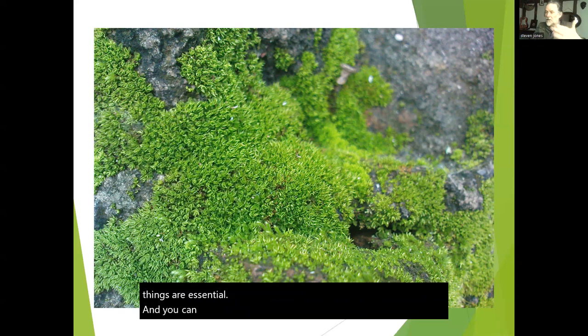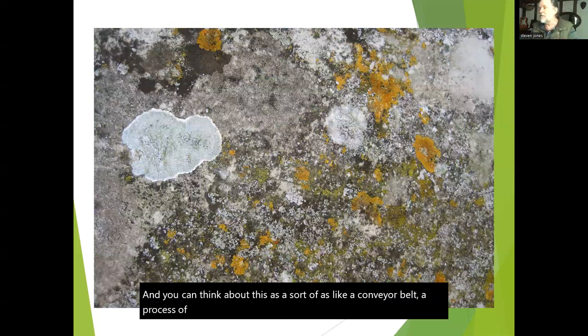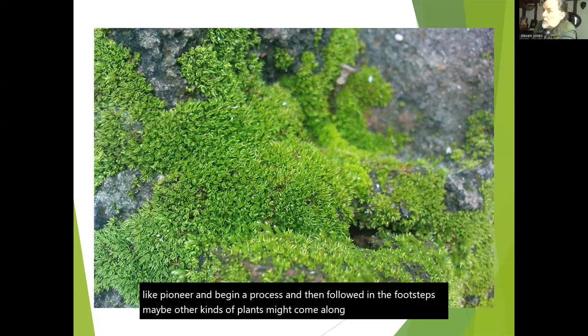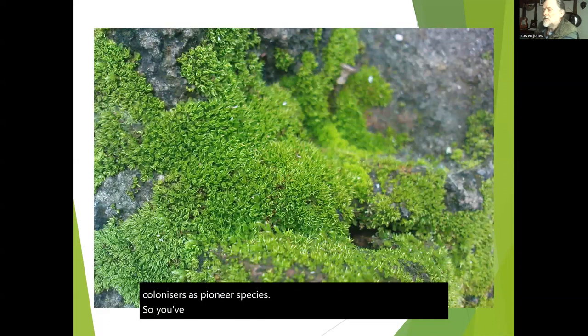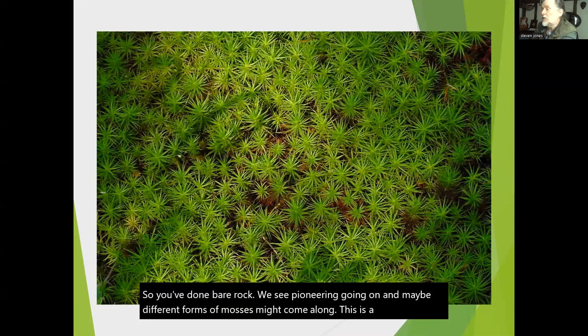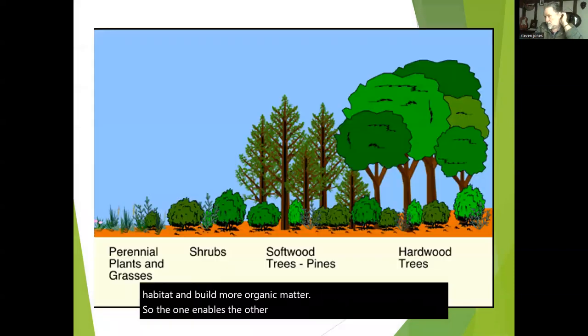And you can think about this as like a conveyor belt, a process of succession. It starts with very tough, small organisms that can, if you like, pioneer and begin a process, and then followed in the footsteps, maybe other kinds of plants might come along that enjoy the opportunities that have been opened up by the primary colonizers, the pioneer species. So even on bare rock, we see pioneering going on, and maybe different forms of mosses might come along. This is a sphagnum moss, which can hold very much more water and create a lot more habitat and build more organic matter. So the one enables the other to come.